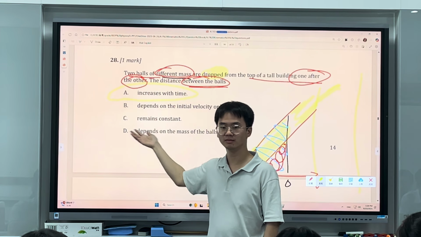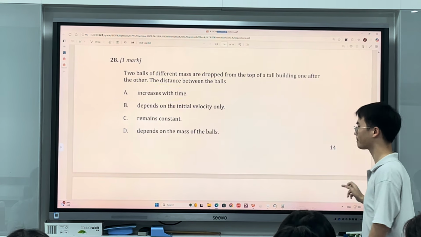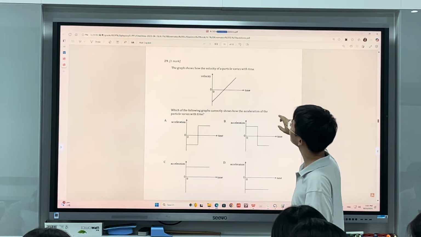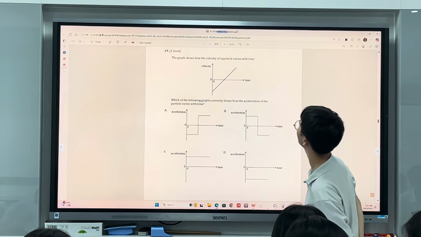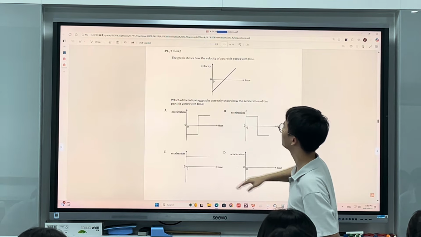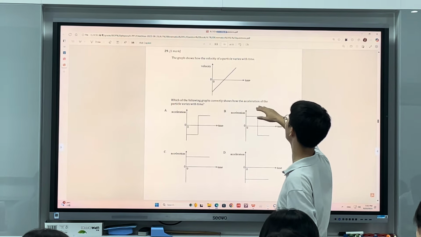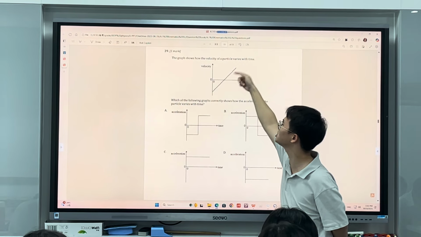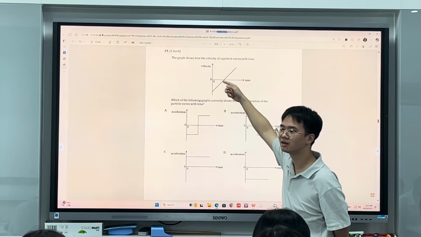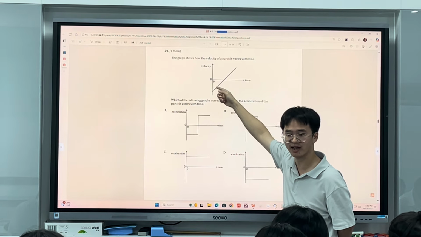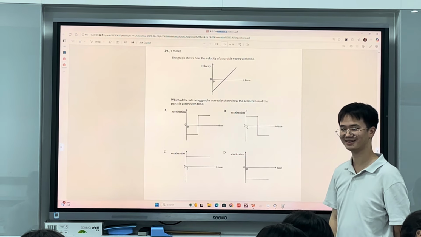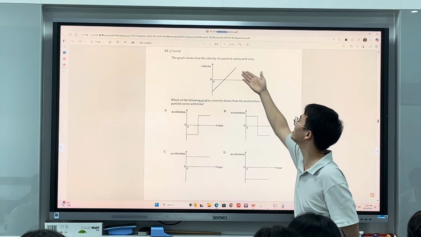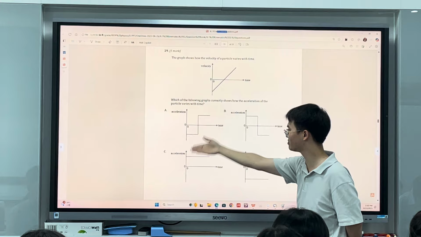All right. Anything else? 29. The graph shows how the velocity of a particle varies with time. Which of the following graphs correctly shows the acceleration? What is acceleration in a velocity-time graph? Is the gradient changing? It's the gradient changing. Then C or D, so C. Then A, B directly cancel out. Now is the gradient positive or negative? Positive, so choose C.